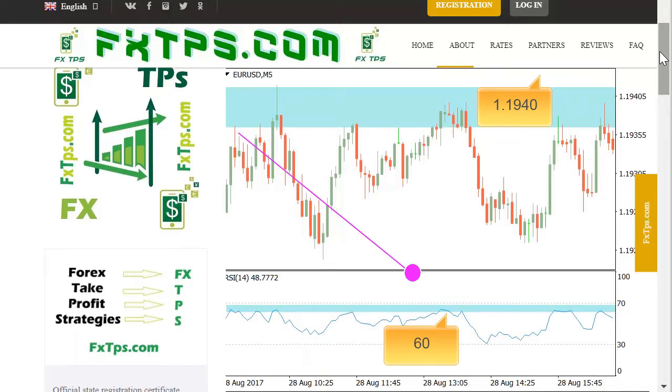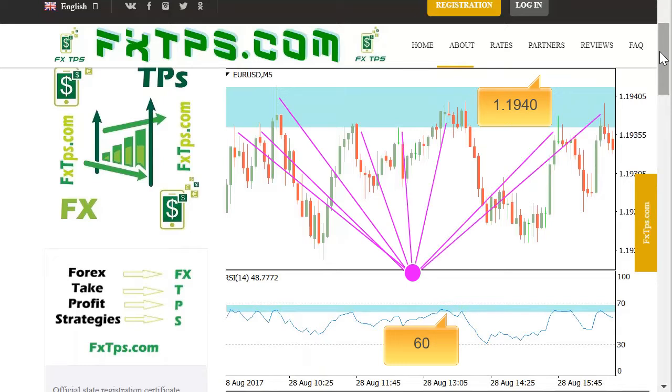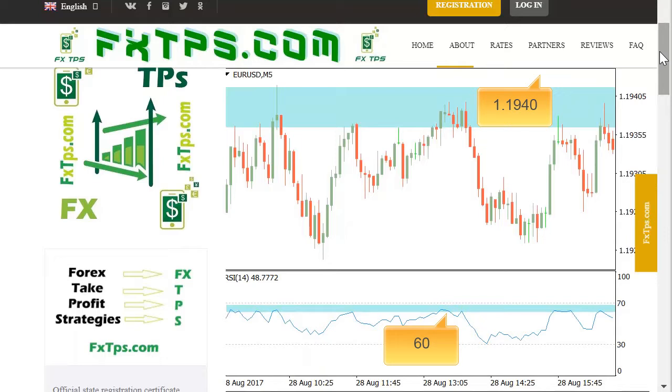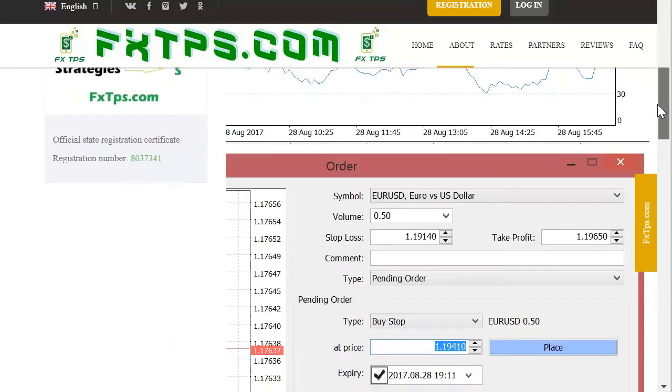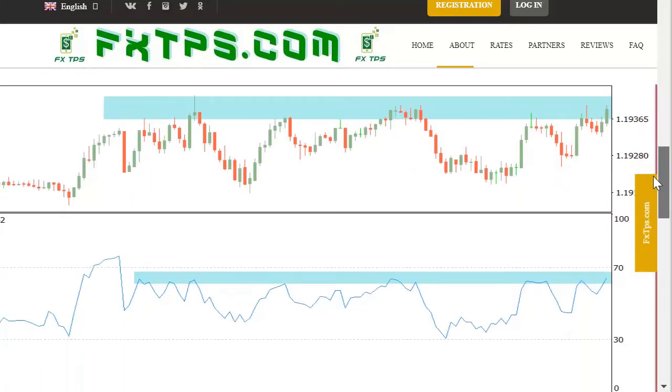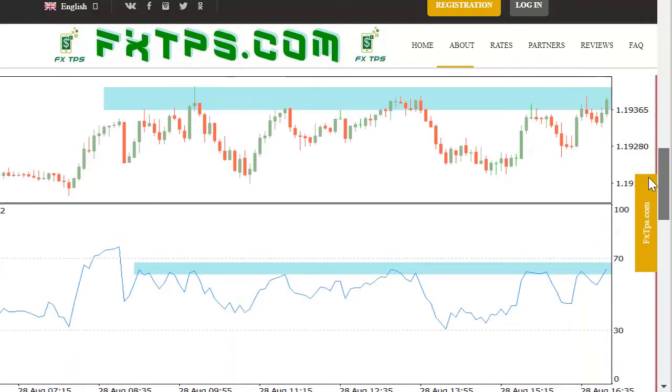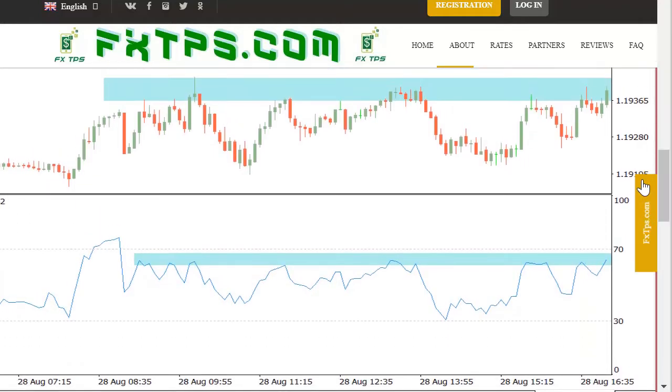Look just how many times these areas act as either support or resistance, causing a reaction in price. Euro USD touches the resistance area 8 times. Euro USD touches the resistance area for the 5th time and the RSI touches the 60 area for the 5th time. Euro USD touches the resistance area for the 8th time and the RSI touches the 60 area for the 8th time.